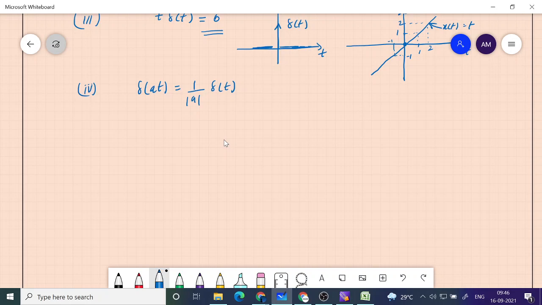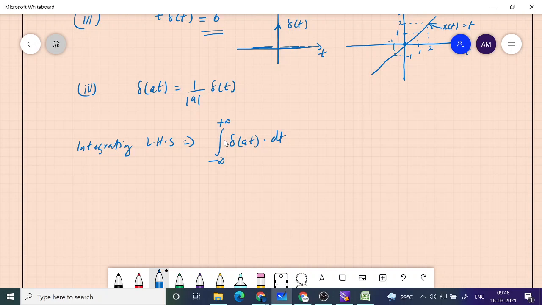So if I integrate the LHS, that is the integral from minus infinity to plus infinity of delta of at dt. Okay, and I do not know what this is equal to.